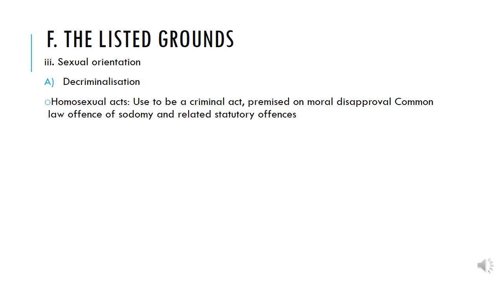Now today, our society is mostly very tolerant and accepting of homosexuals, either gay or lesbian. But there was a time in South African history where any homosexual act was considered to be a criminal act. This was premised on moral disapproval and the common law offence of sodomy and related statutory offences. So if it could be proved that two men were in a homosexual relationship, they would be arrested and accused of a criminal act, the criminal act of sodomy.